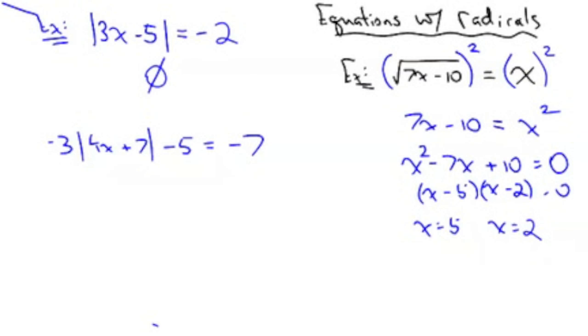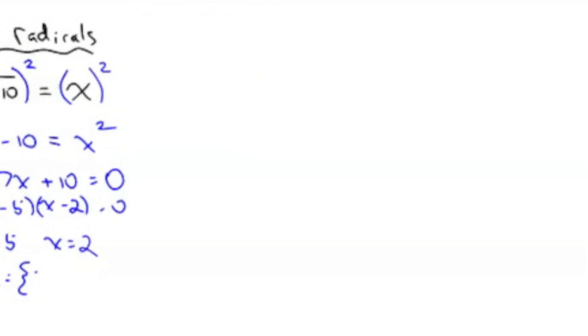But that danger of squaring both sides sticks in the back of my mind. I need to check these. So you take 5, put it back up. 7 times 5, 35 minus 10, 25, square root, 5. And then on the other side, obviously x would be 5. So 5 equals 5, you're perfectly safe. Try 2. 7 times 2 minus 10, square root of 4, and obviously the other side is 2. Both of these solutions work out, so I'm going to include both of them in my solution set.